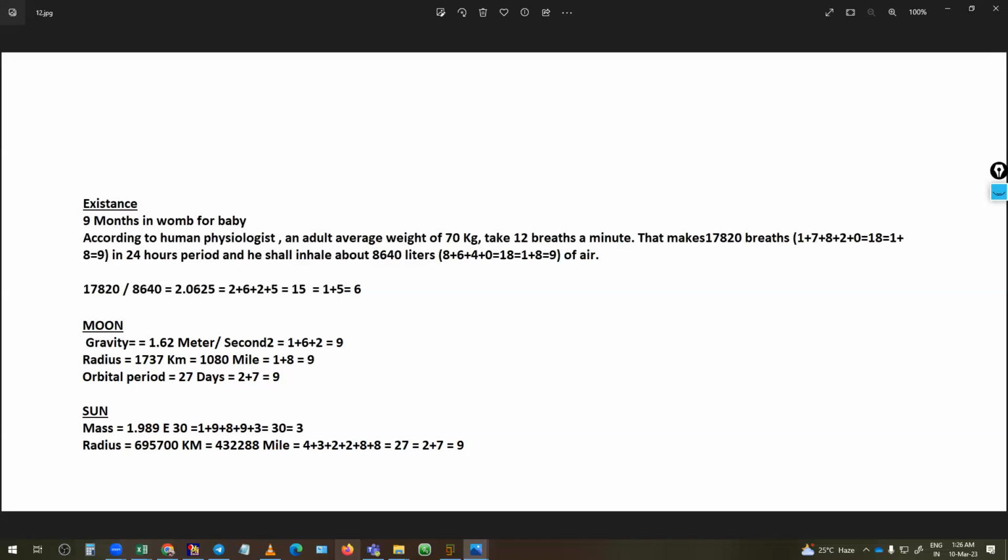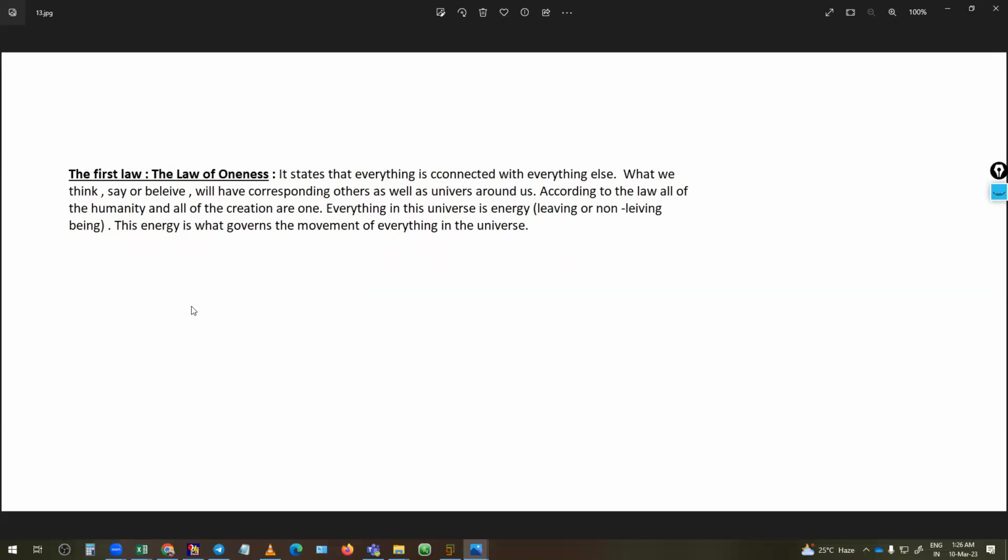There are some universal or natural laws. I will try to discuss those laws here. The first law, the law of oneness. This law states that everything is connected with everything else. What we think or say or believe will have a corresponding effect on others, as well as the universe around us, right?